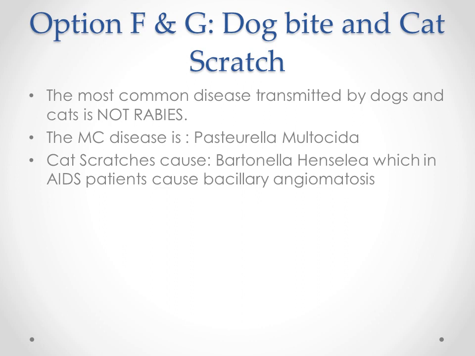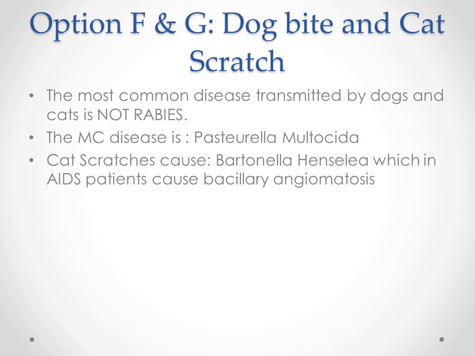The most common disease transmitted by dogs and cats, counterintuitively, is not rabies. In the United States, dogs and cats are not the most common cause of rabies. Actually, most of them are pets and have been vaccinated, so they don't really get rabies. The most common disease they do transmit, which is actually extremely high yield, is Pasteurella multocida. Remember this, Pasteurella multocida. You have a cat bite or dog bite, it causes Pasteurella multocida.